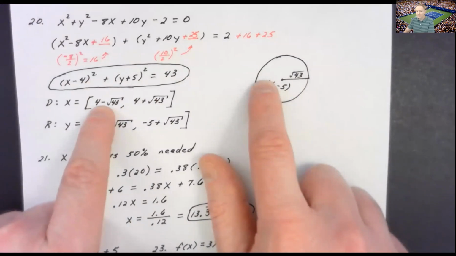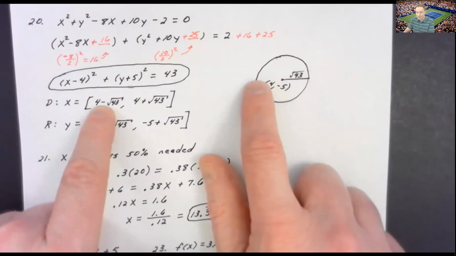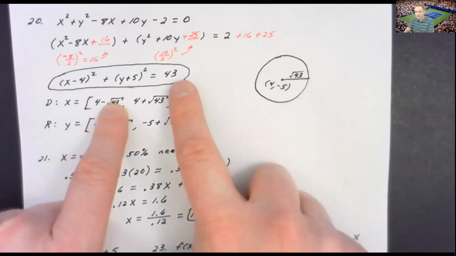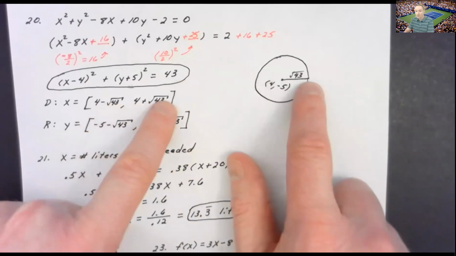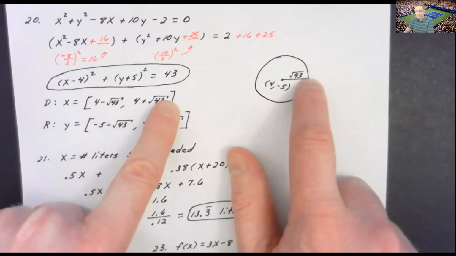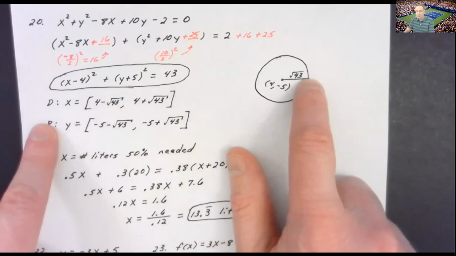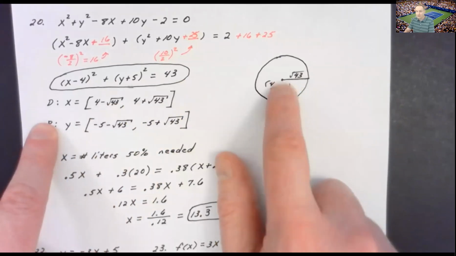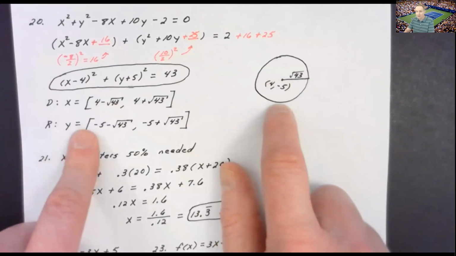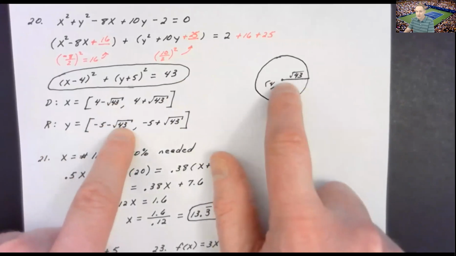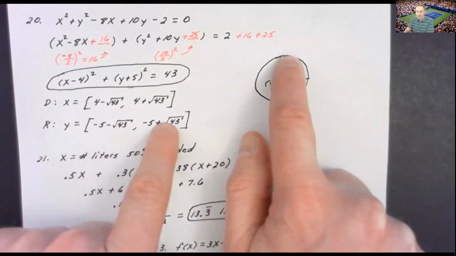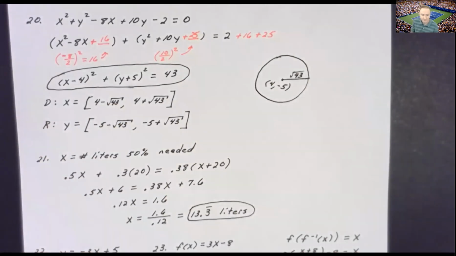You'd say x starts at bracket, since it is a point on the circle, the lowest value would be 4 minus the radial length, the square root of 43, and the high value would be 4 plus the root of 43. Similarly, for our range, the possible y values start at the lowest y value, in brackets: negative 5 minus the root of 43 up to negative 5 plus the root of 43 for the high value. Now, all of that has to be in our answer.